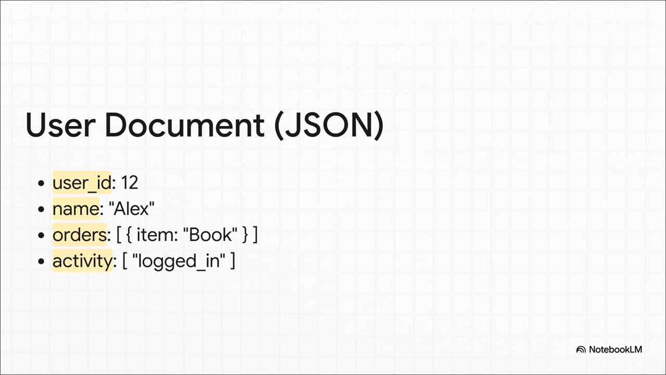For example, check this out. Instead of two separate tables for users and orders, all of the user's information is right here in one single document. You've got their profile, a whole list of their orders, and their recent activity all nested together.